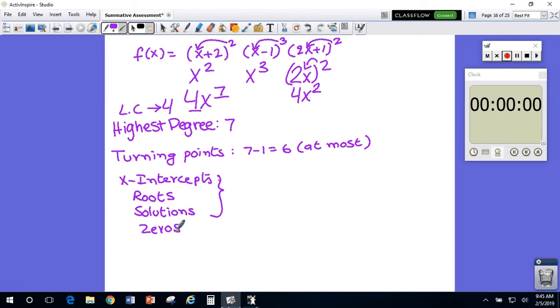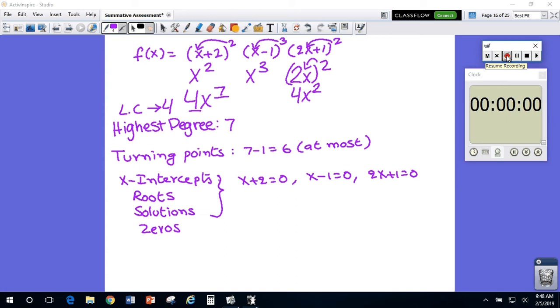What do you do for this? Set each factor to 0. So that is x plus 2 equals 0, x minus 1 equals 0, and 2x plus 1 equals 0. I will pause for a minute, simplify this.